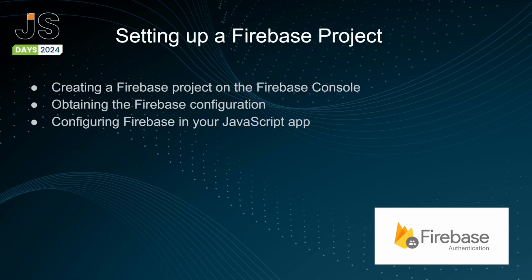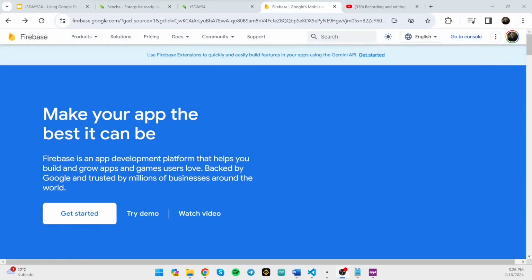Well, now let's get started setting up a Firebase project. I will split this session into three guides. First, creating a Firebase project on the Firebase console. After that, we are going to obtain the Firebase configuration, which we can then use inside our application. And in the end, we are going to configure Firebase in our JavaScript app. All right? Let's move to the Google Firebase console. You can click go to console.